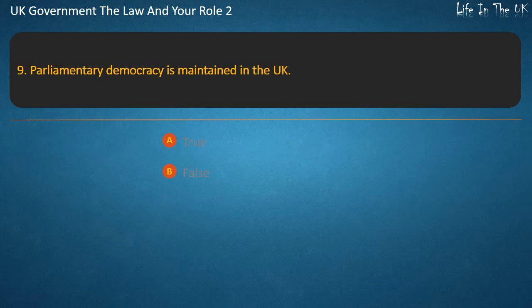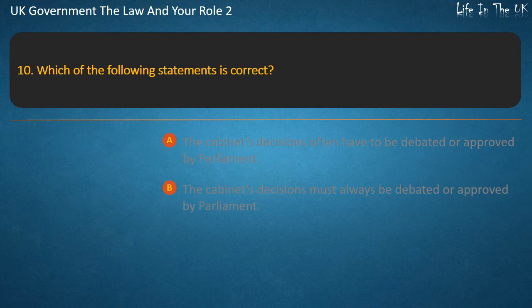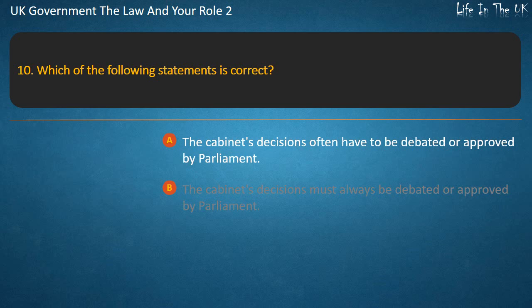Question 9. Parliamentary democracy is maintained in the UK. True. False. Answer. True. Question 10. Which of the following statements is correct? The Cabinet's decisions often have to be debated or approved by Parliament. The Cabinet's decisions must always be debated or approved by Parliament. Answer. The Cabinet's decisions often have to be debated or approved by Parliament.